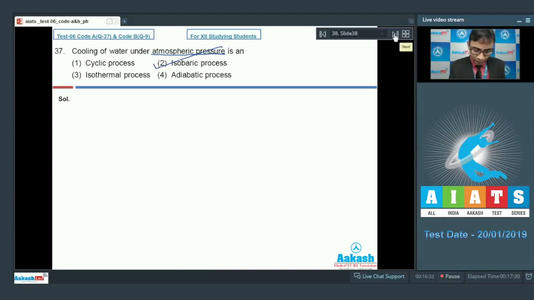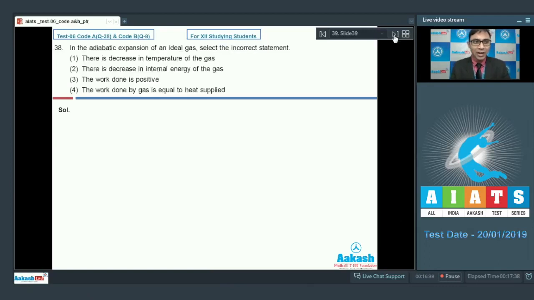Let's move to question number 38. The question says, in an adiabatic expansion of an ideal gas, select the incorrect statement. Again we have to choose the incorrect statement. So we know that in adiabatic expansion, volume and temperature to the power gamma minus 1 will remain constant. So we can write volume will be inversely proportional to the temperature to the power gamma minus 1. Since this is an expansion, volume will increase, and if the volume increases, temperature will decrease.